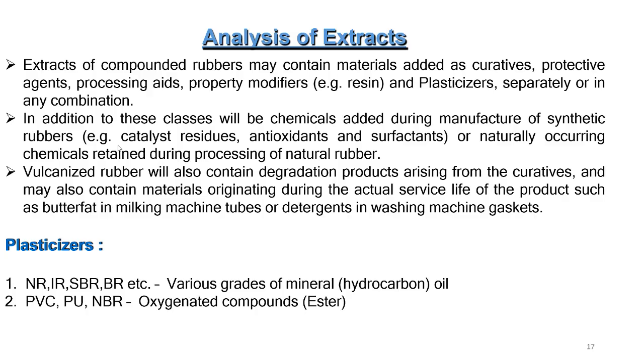The extracts are then analyzed, and different techniques are available for the analysis of the extract. There are various plasticizers present in rubbers, such as natural rubber, SBR, and other materials. Various grades of mineral or hydrocarbon oil are present as plasticizers in these rubbers, and oxygenated compounds or esters are present in PVC, PU, and NBR. With the help of the extracted plasticizer, we can get an idea about which domain our material falls in, whether it is PVC, PU, NBR, natural rubber, SBR, or something like that.